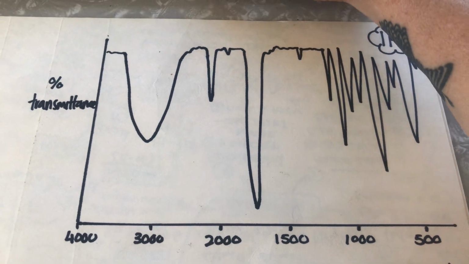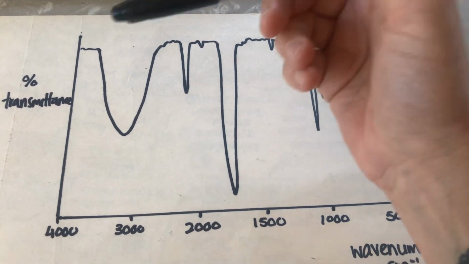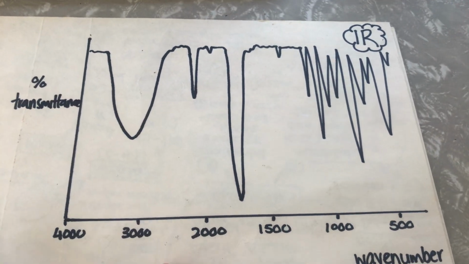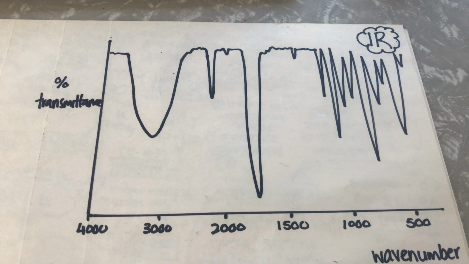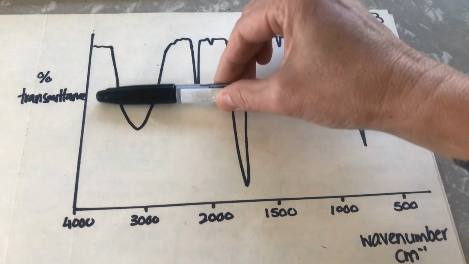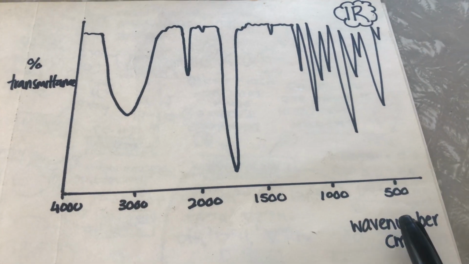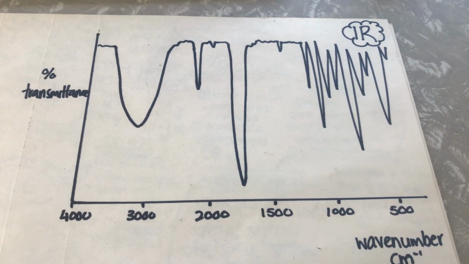So what does this graph show us? Let's look at the axes first. On the vertical axis, we've got the percent transmittance, so at each wavelength, how much is absorbed and how much is transmitted. Note that the zero is at the top, so we read the peaks from top to bottom. And along the horizontal axis, we have the wave number. It's kind of like the wavelength of the radiation.